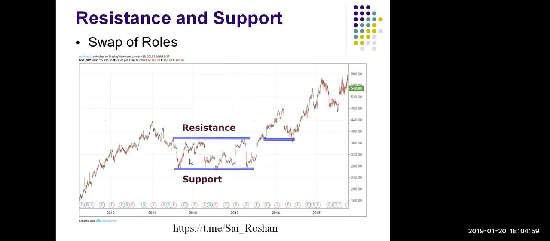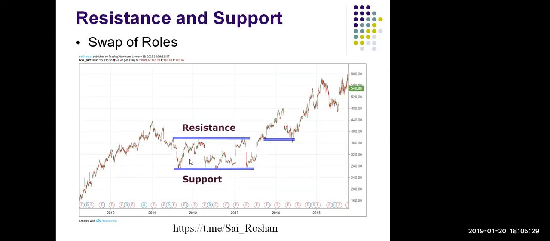I was just talking to you about the resistance becoming the support and vice versa. Now just look at this. This is an Infosys daily chart. Now we could beautifully see that there was a strong resistance at around 360 or so. It tried to break 1, 2, 3, 4, 5 times. It couldn't break the resistance because it's a strong resistance. And there's a very good support at around 280 or 270. 1, 2, 3, 4, 5. Again, it tried to break the support. It has not broken the support.